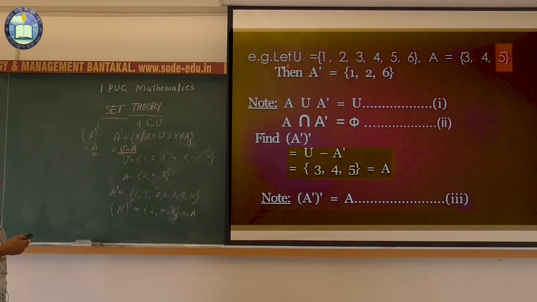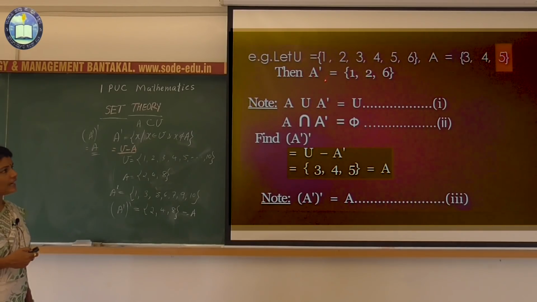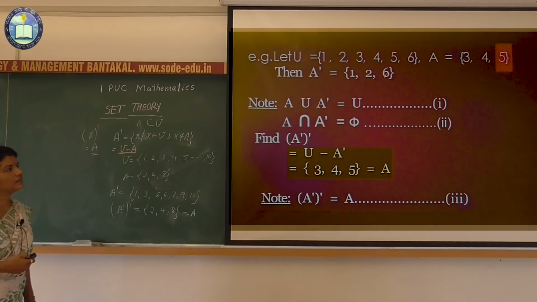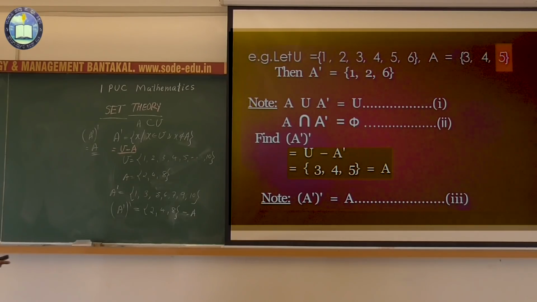Example. See, the universal set is 1, 2, 3, 4, 5, 6. Set A is 3, 4, 5. Now, if you want to write A dash, leave 3, 4, 5 from the universal set and write all other entries. That is 1, 2 and 6. So A dash is 1, 2, 6.